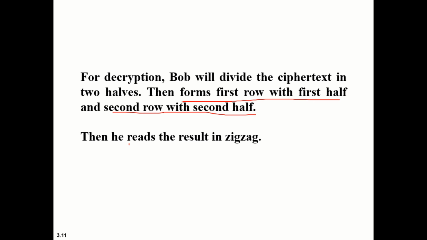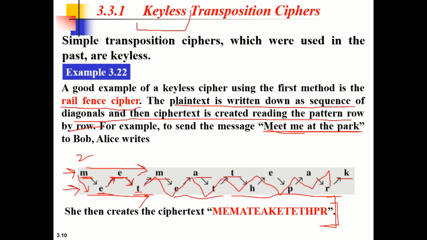Then the receiver, which is Bob, will read the result in zigzag. So how will we do this? See, I'll show you. Here you can see we'll be creating two parts of it. So how many letters are there? 1 2 3 4 5 6... 15 letters are there. So in the first part there will be 8 letters up to here, right? In the second part there will be 7 letters.